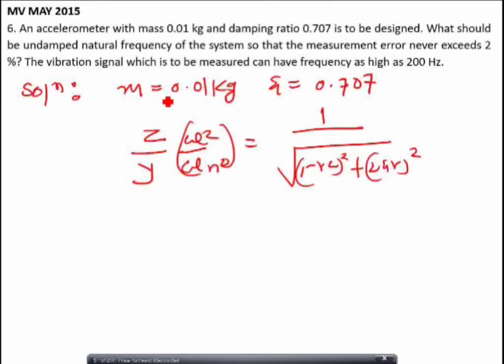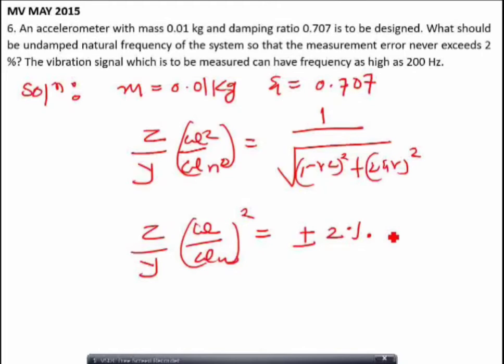Now they are saying what should be the natural frequency of the system so that the measurement error never exceeds 2%. Here they have given a ratio for the accelerometer, that is Z upon Y upon (omega by omega n) bracket square. It should not exceed plus minus 2%, which means it should be 1.02 or 0.98. In the last case they gave you the ratio of displacement, here they have given you the acceleration. So Z upon Y omega by omega n square should be between 1.02 and 0.98, right?